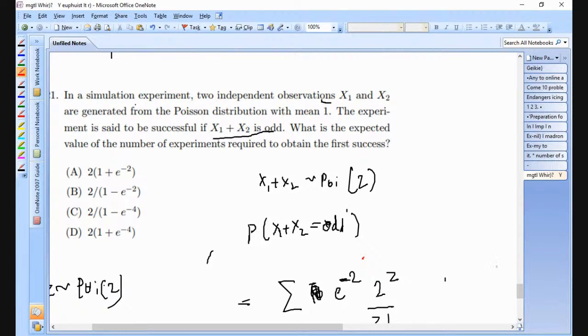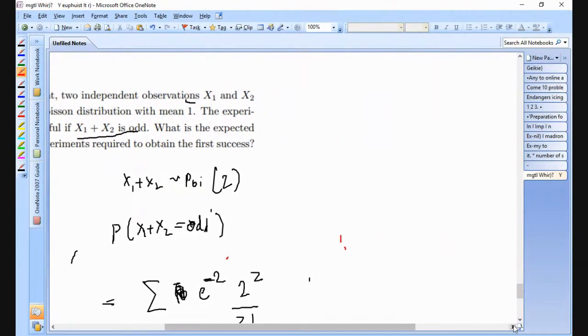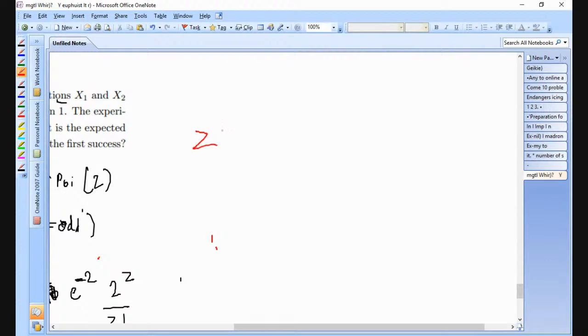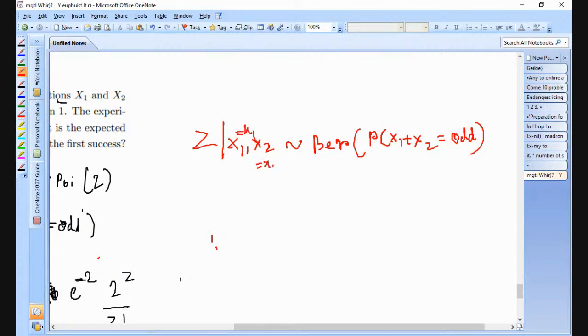Now, how to write it mathematically? Z given x1 comma x2 follows Bernoulli with probability that x1 plus x2 is odd. This is small x1, small x2.